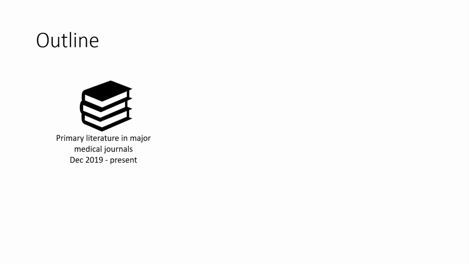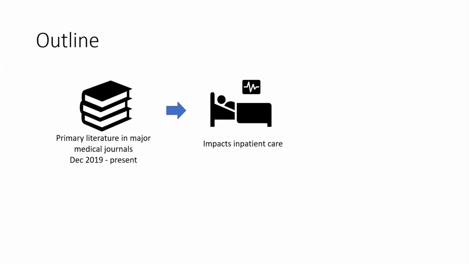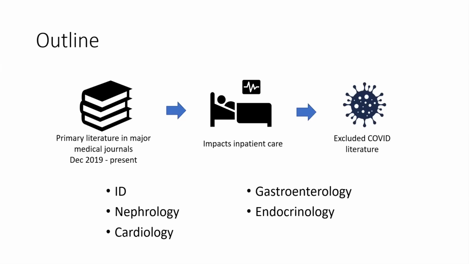Just an outline of my process. I looked at the primary literature in major medical journals over the past year and identified those that impacted patient care on the inpatient side, and excluded any COVID literature, just because that would be a talk in and of itself. We'll talk about updates in 5 major subspecialties: infectious disease, nephrology, cardiology, gastroenterology, and endocrinology today. So it's a lot to get through.